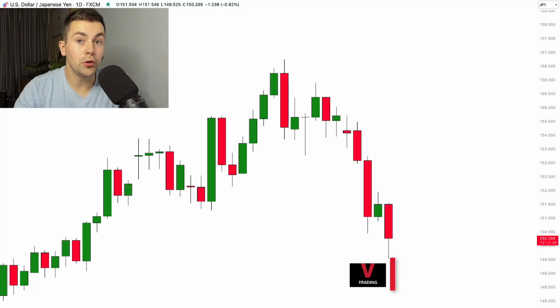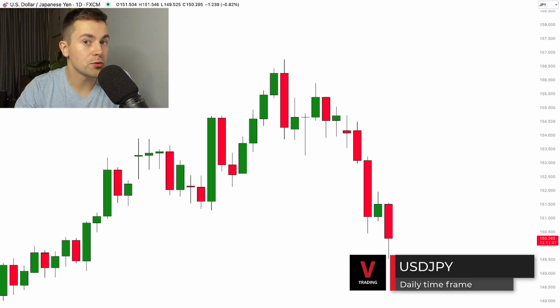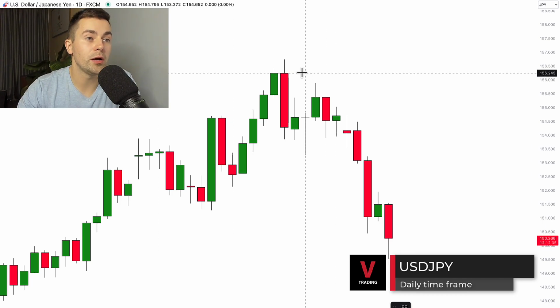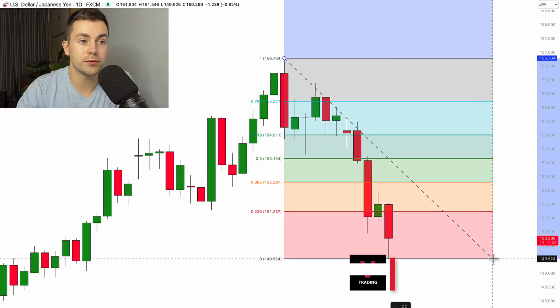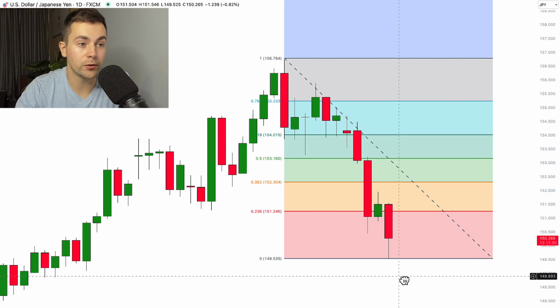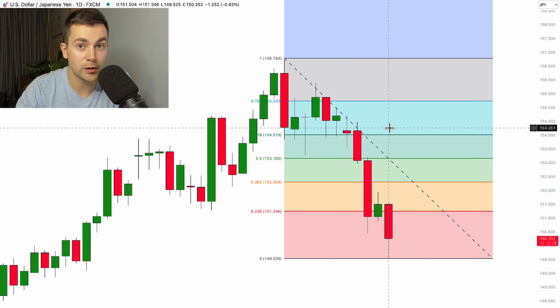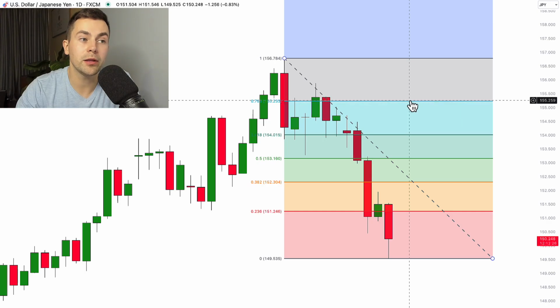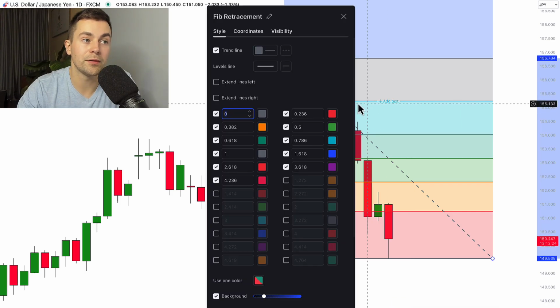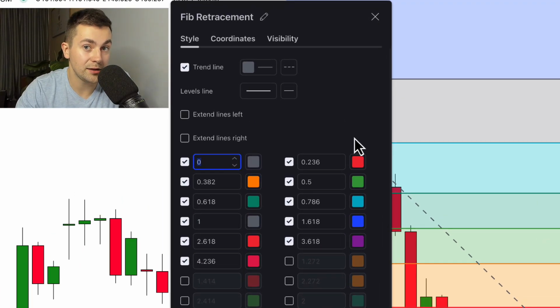First, let's start with the Fibonacci retracement levels. In order to draw Fibonacci retracement levels on TradingView, we will apply the Fibonacci retracement tool. And once you draw that on a price chart, you will see the default Fibonacci retracement levels. Double-clicking on any Fibonacci retracement level, you will see the settings window.